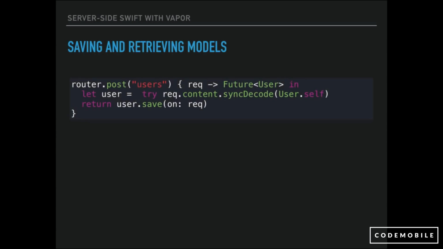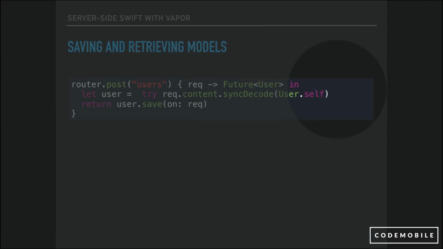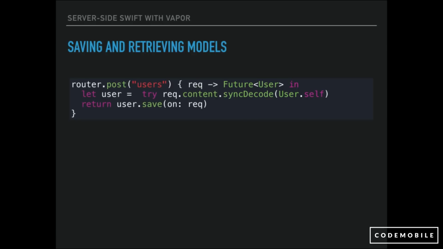Saving and retrieving models. Again, there are a number of different ways of getting the data out of the request. Here's another example. Wrong button. There we go. You can call sync decode. So decoding in Vapor can either be synchronous or asynchronous.